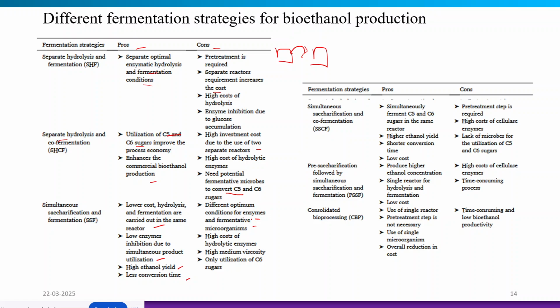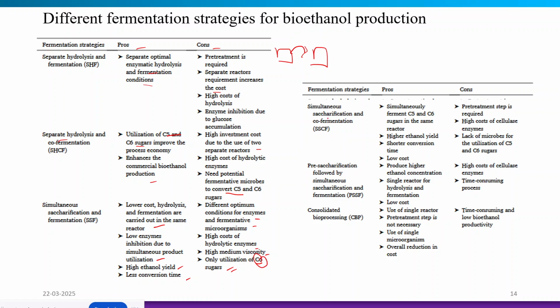We have discussed in the last slide the pH and the temperature, both of which should be optimum for effective activity of the microorganisms. And also the higher cost of the hydrolytic enzyme still is a constraint, and higher medium viscosity might be a limitation in bioethanol production. Also, only C6 sugars are utilized in this case, so the overall yield of the bioethanol can be a limitation because it is only using the C6 sugars.